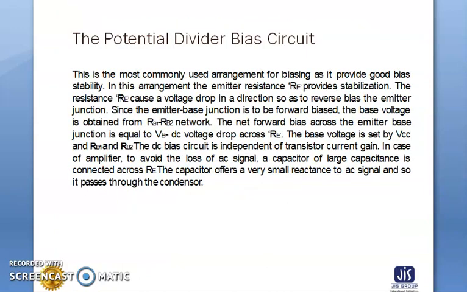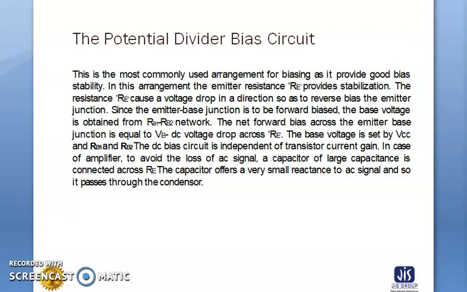Now the potential divider bias circuit, or sometimes called voltage divider transistor biasing. This is the most commonly used arrangement for biasing, as it provides good bias stability. In this arrangement, the emitter resistor RE provides stabilization. The resistor RE causes a voltage drop in a direction so as to reverse bias the emitter junction.